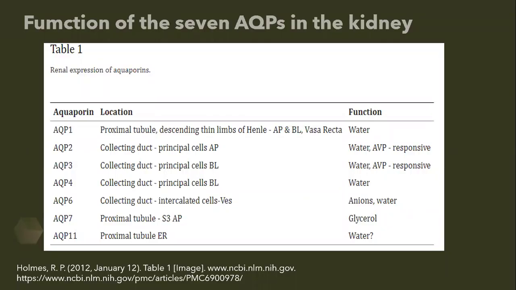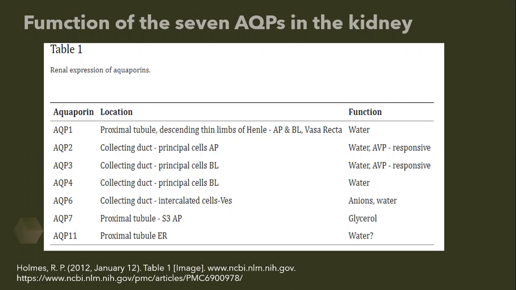Here in table 1, we have a showing of the location and function of the various aquaporins in the kidneys. There are 7 AQPs that have been identified in the kidney. Each aquaporin has a distinct location and function.